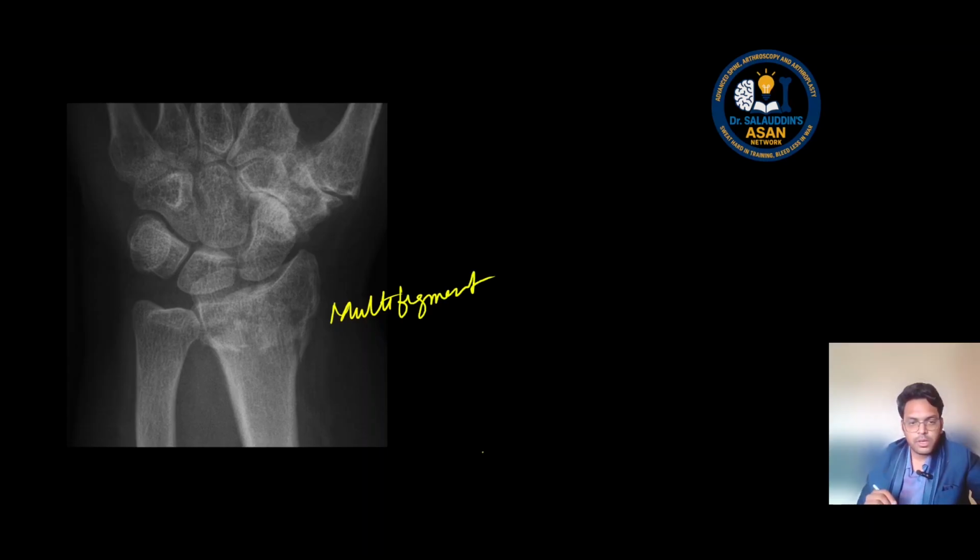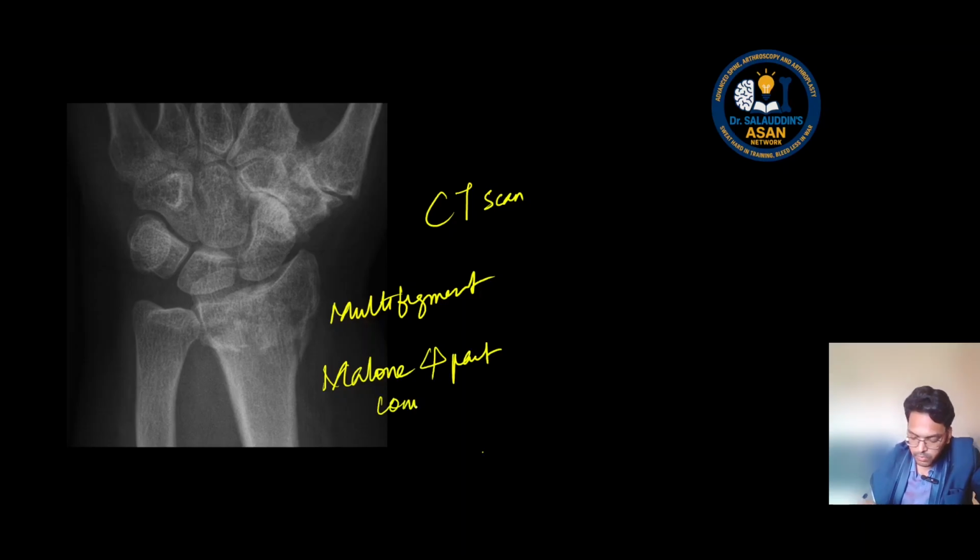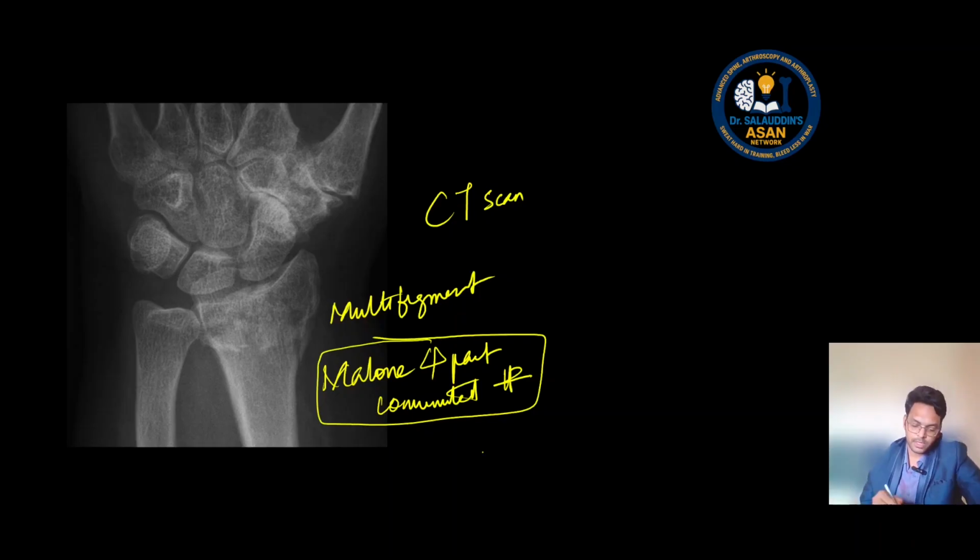Only one view is not enough. We have to get a CT scan to see how many fragments are there. This is a Melone 4-part comminuted fracture. This is a distal radius Melone 4-part comminuted fracture where there are multiple fracture fragments in the distal radius.